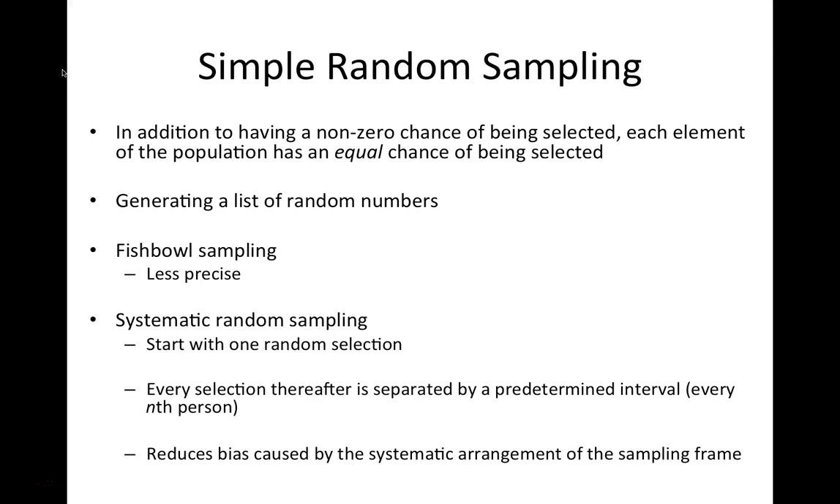And then we have systematic random sampling, where we start with one random selection, and we may use a random digit generator, for example, to pull the number 16. I think that's the number your book gives you. And then choose every 16th person from there forward, so every nth person. And this can reduce bias caused by some systematic arrangement of the sampling frame.